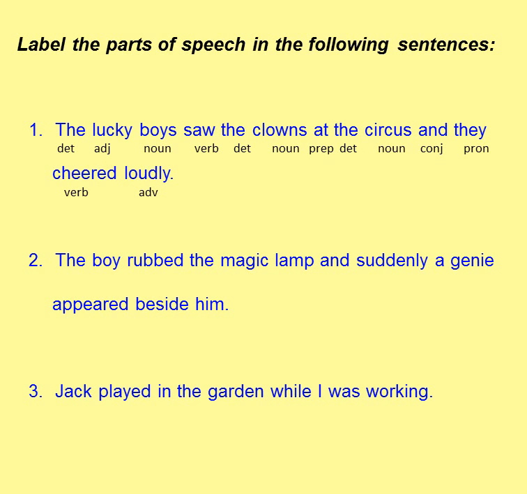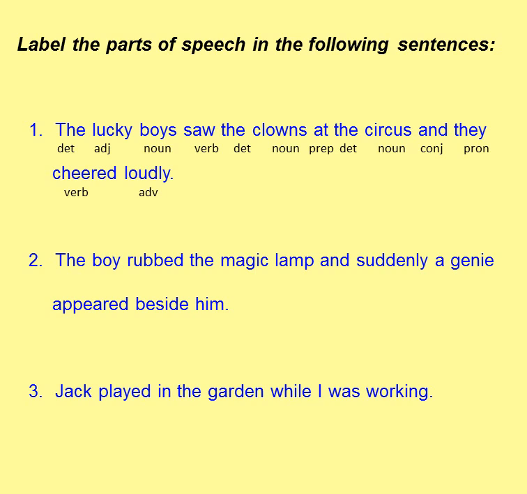The first sentence then: the lucky boys saw the clowns at the circus and they cheered loudly. Apologies for the naff sentences here. Okay, so we've got the lucky boys, that's determiner, adjective, noun. Saw is your verb. The clowns, determiner, noun. At the circus, we've got preposition, determiner, noun. And, that's your conjunction, your joining word, and then they is the pronoun, cheered loudly, verb and adverb.